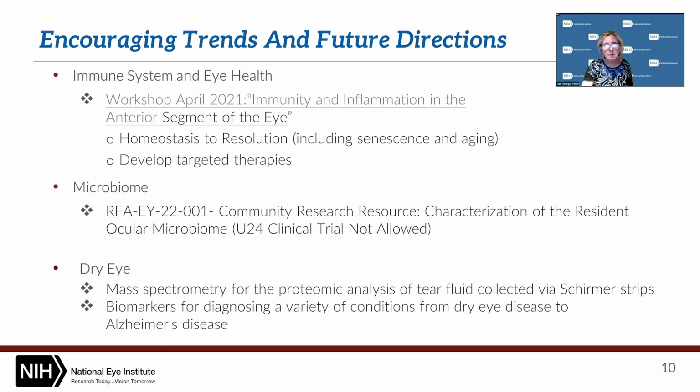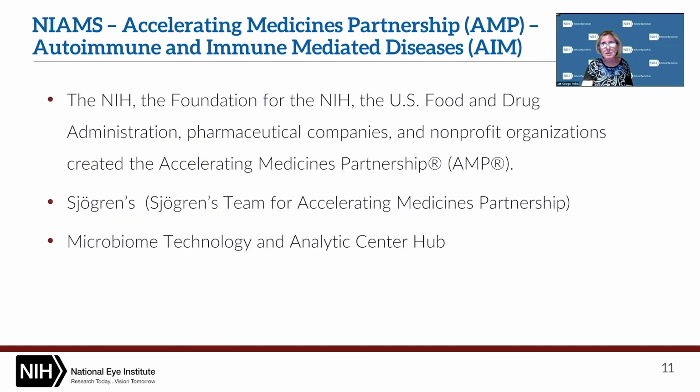The last thing I wanted to mention is that recently a paper came out where an investigator collected tears on Schirmer tear strips and was able to do mass spectrometry for proteomic analysis of this tear fluid. He's been able to analyze over 3,000 different proteins in the eye. He's hoping in the future that they can use these as biomarkers for everything ranging from dry eye to Alzheimer's disease. So this relates back to the NOC that we put out, which is interesting.